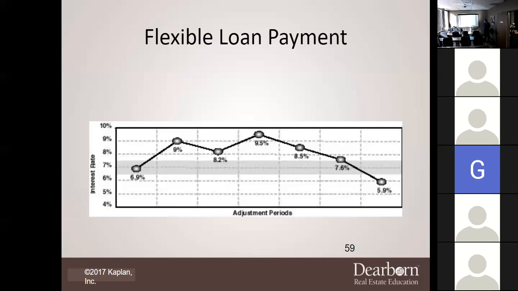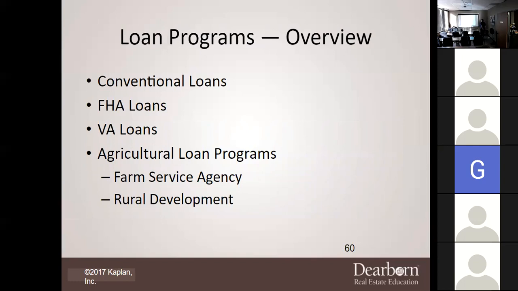So again, in these situations, you have to understand the breakdown of how they do this. Now, we have conventional loans, and these are the different types of loans your clients are going to use: a conventional loan, an FHA loan, a VA loan, or an agricultural loan. Under each of these there are different types, but the conventional loan is the preferred loan. If you have good credit, you want a conventional loan. 99% of the time, you want a conventional loan.